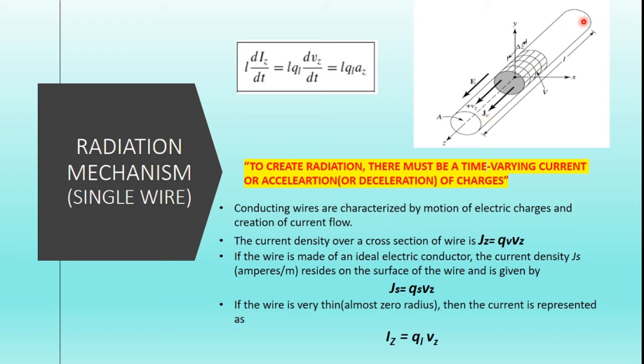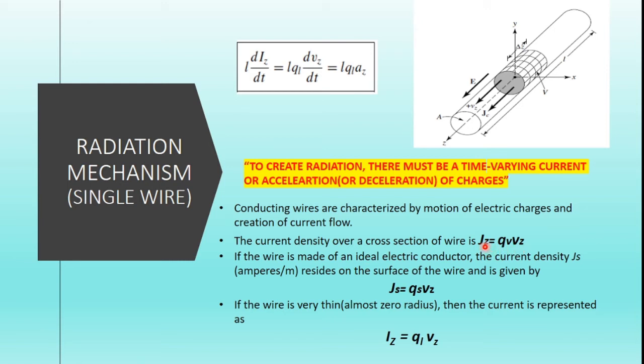So we are considering a single wire which has a volume charge density. I'm going to take this Q, it is not given in the diagram. Let us take Qv to be the volume charge density, which is distributed over this particular area. Now we are going to define the current density of this particular wire. If we take a small cross-sectional area, then over this cross-section, we can define the current density as Jz equal to Qv into Vz.